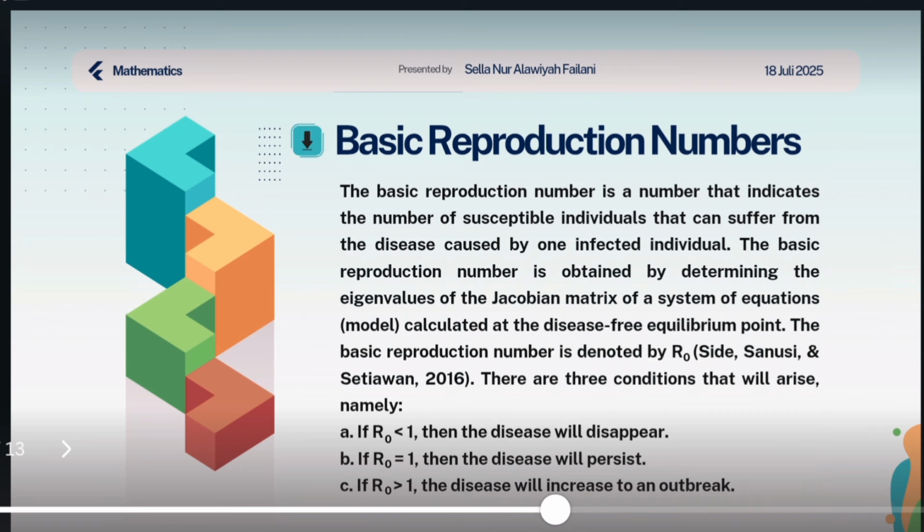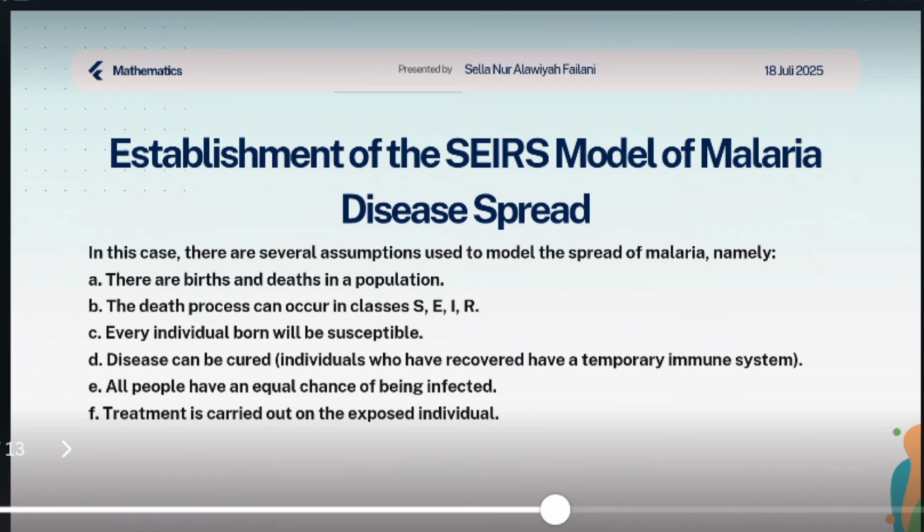Establishment of the SEIR model of malaria disease spread. In this case, there are several assumptions used to model the spread of malaria. Namely, there are births and deaths in a population. The death process can occur in classes S, E, I, R. Every individual born will be susceptible. Disease can be cured. Individuals who have recovered have a temporary immune system. All people have an equal chance of being infected. Treatment is carried out on the exposed individual.